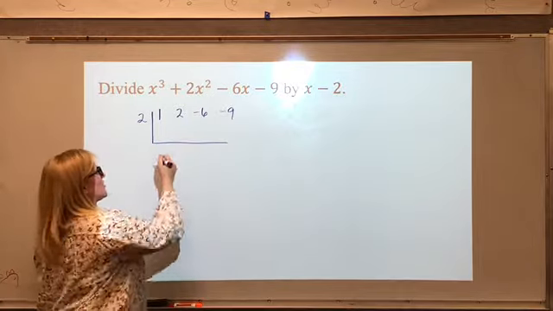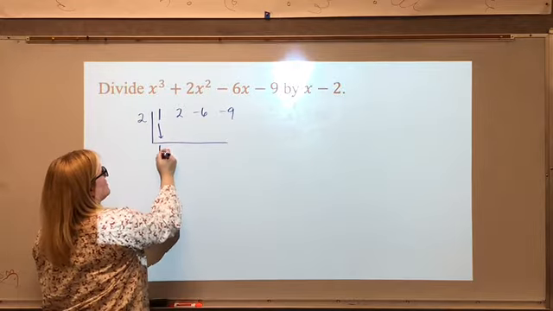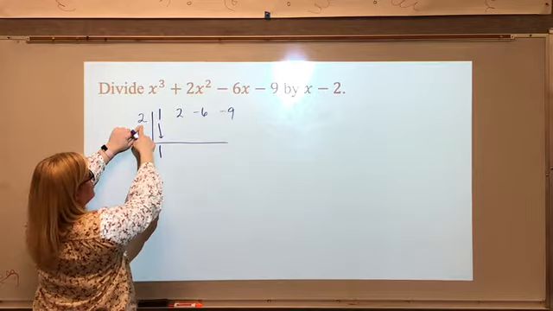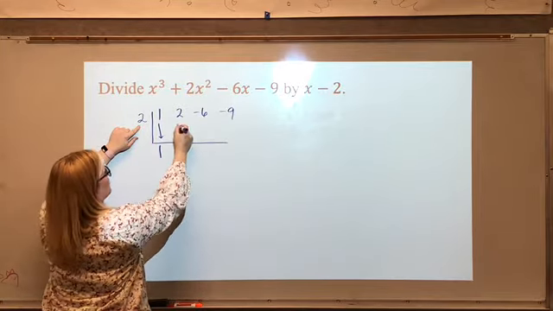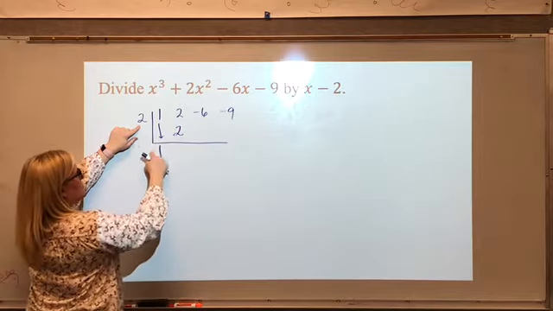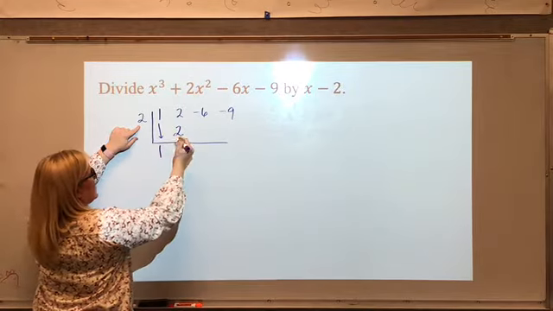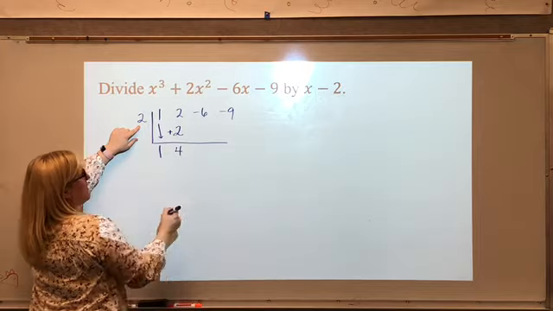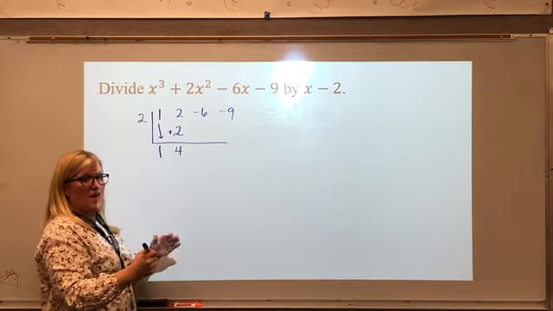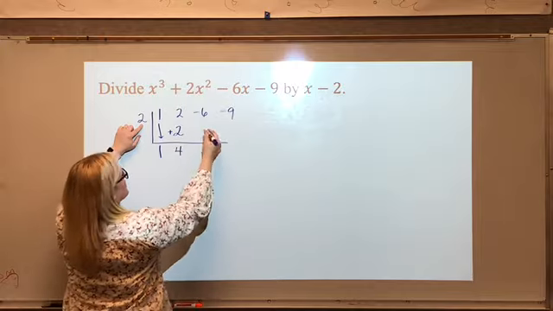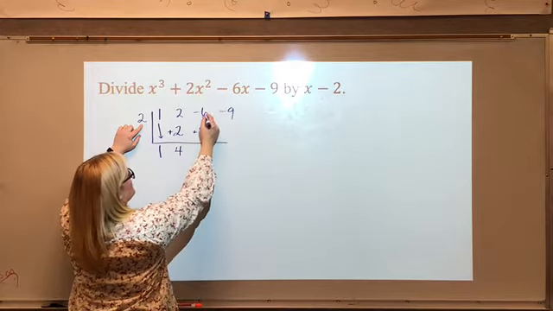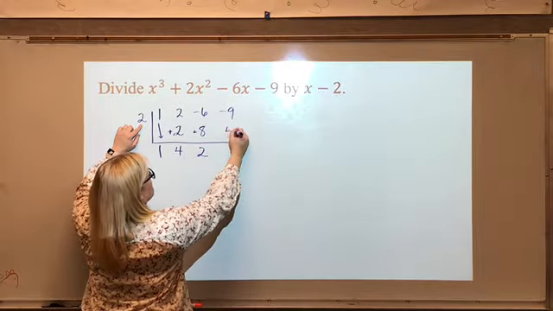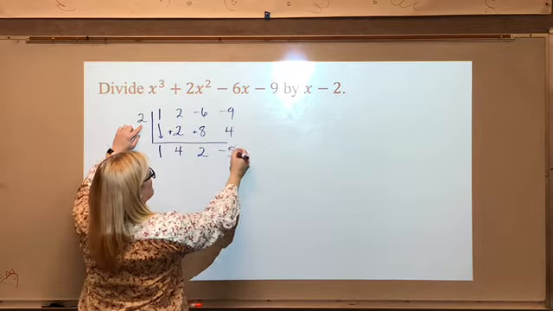First thing you're going to do is you're going to drop down the first one. You're going to drop it. Now you're going to multiply. 2 times 1 is 2, and you're going to put it right there. Now we're going to add. 2 plus 2 is 4. And now we're going to just keep multiplying and adding. 2 times 4 is 8. Negative 6 plus 8 is 2. 2 times 2 is 4. And then I have negative 5 here on the end.